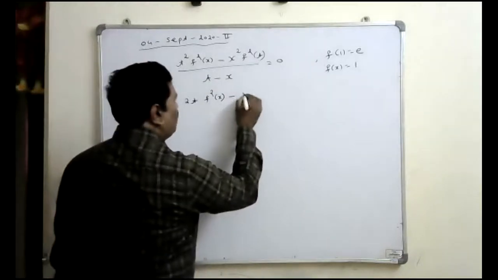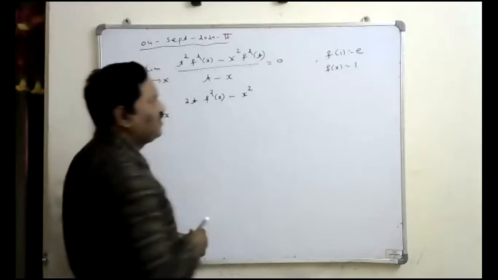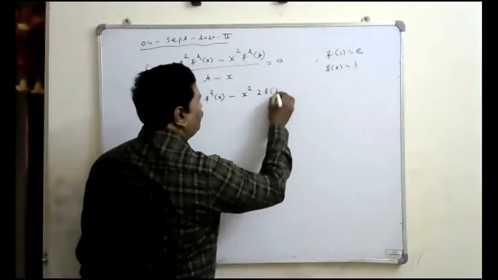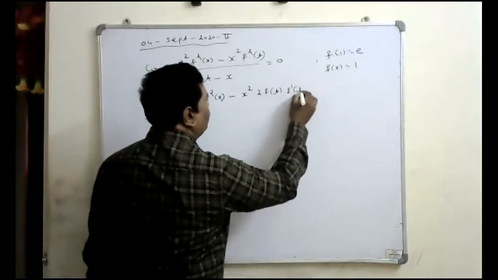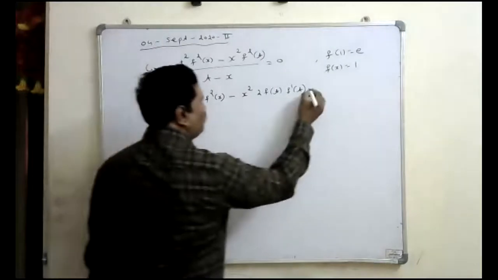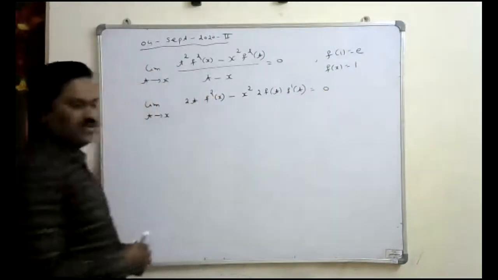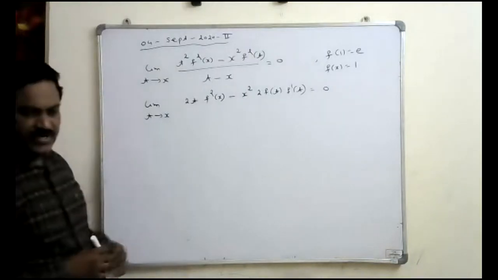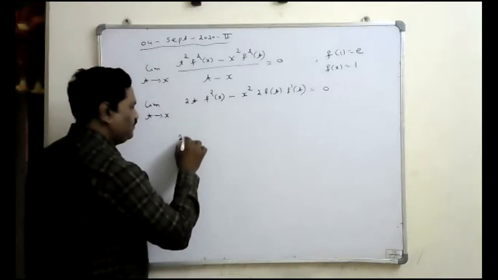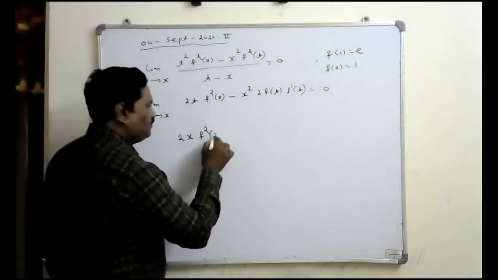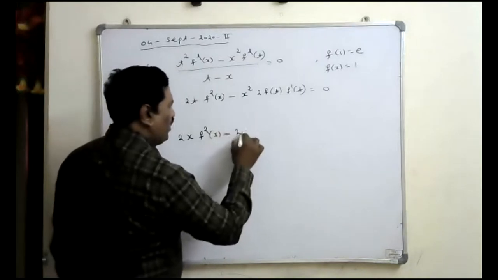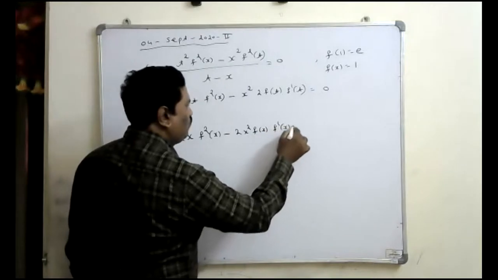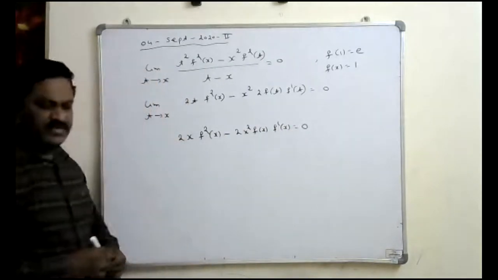Minus x square is a constant, keep it as it is, into f square of t, whose derivative is 2 f of t into f dash of t, upon t minus x, whose derivative is 1, which is given as 0. Now substitute t tends to x. Substituting x in place of t, it is 2x f square of x minus 2x square into f of x into f dash of x, which is given as 0.